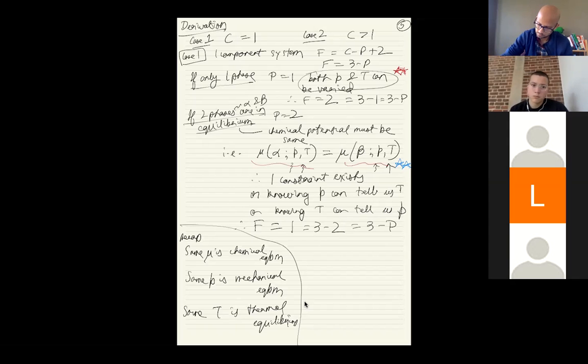So, here is the recap. Same mu is chemical equilibrium, same P is mechanical equilibrium, same T is thermal equilibrium. And we are trying to look at the Gibbs phase rule for single component system. Let's finish that today, and next time we will talk about the general case. And so you can go over the single component system once again before you come to next class. So we have done 2 phases in equilibrium. Now let's talk about 3 phases in equilibrium. And we have to go to 4 phases, 5 phases. But you will see why it doesn't make sense to talk about 4 or more phases.